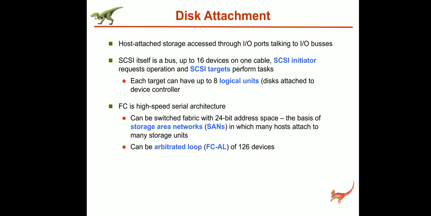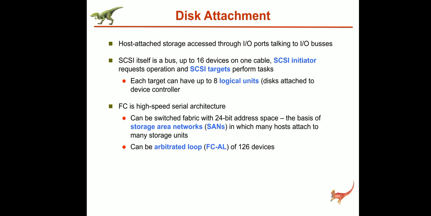The first variant is a large switched fabric which has 24-bit address space. And this variant is expected to dominate in the future. So it is going to be the dominating technology. And it is also the basis for storage area networks. Storage area network is discussed in the next section.